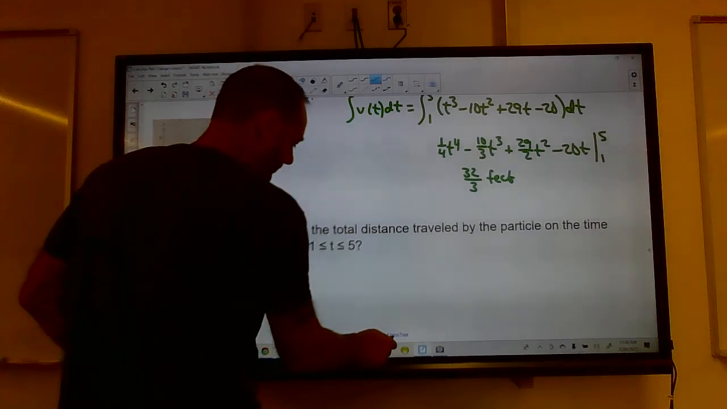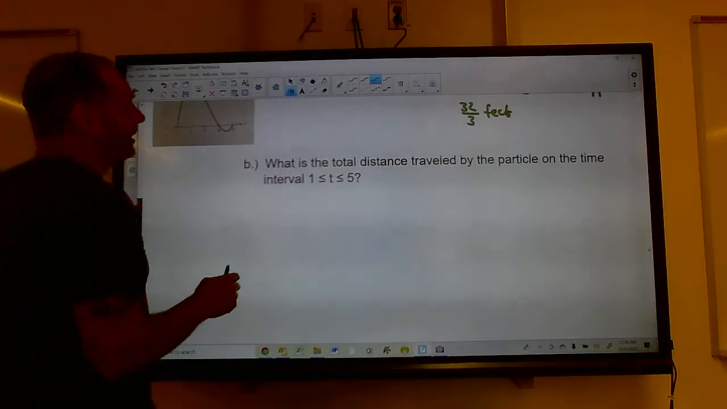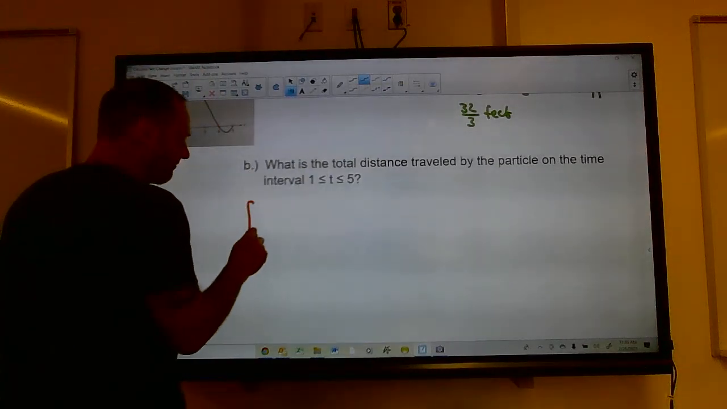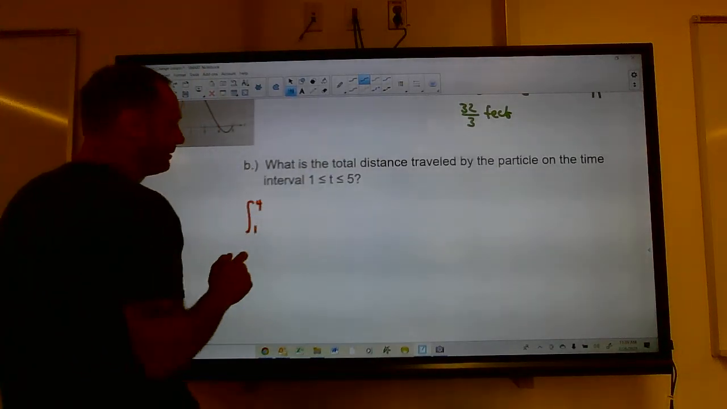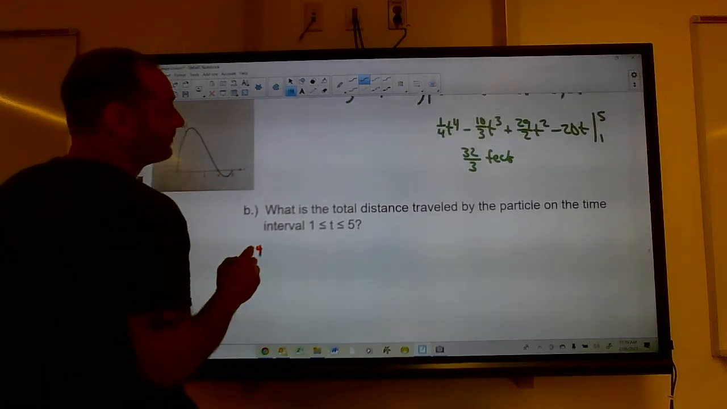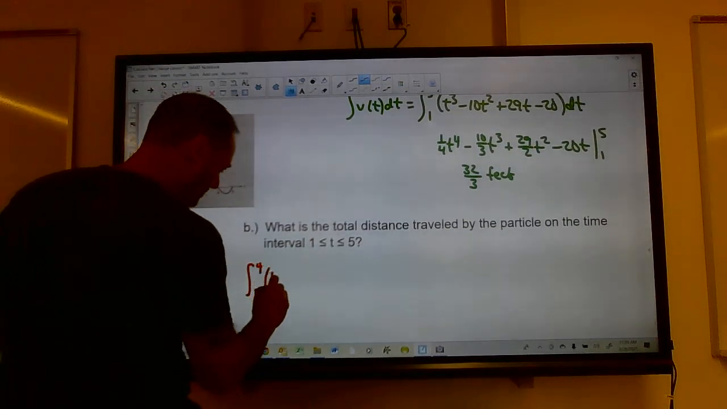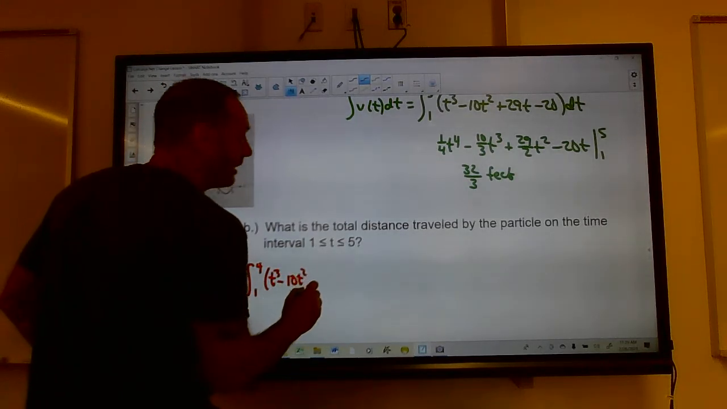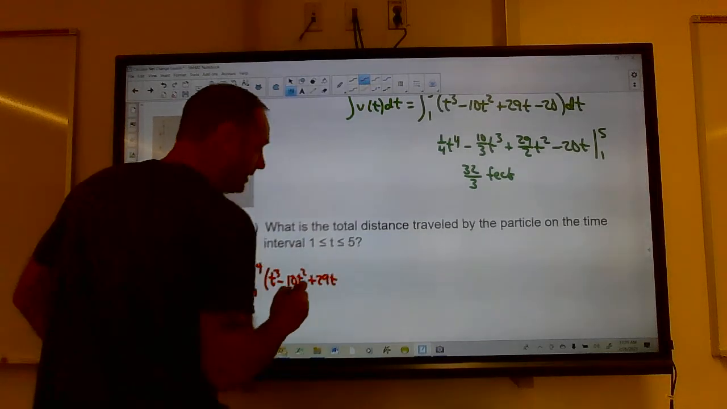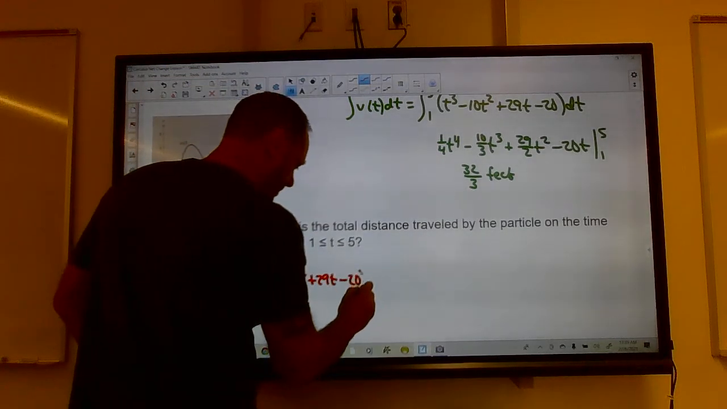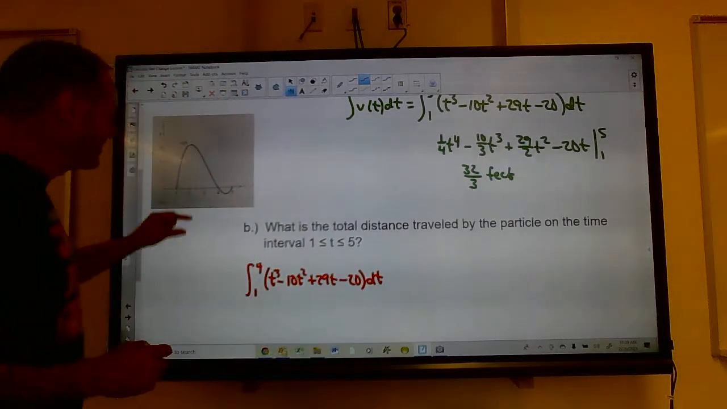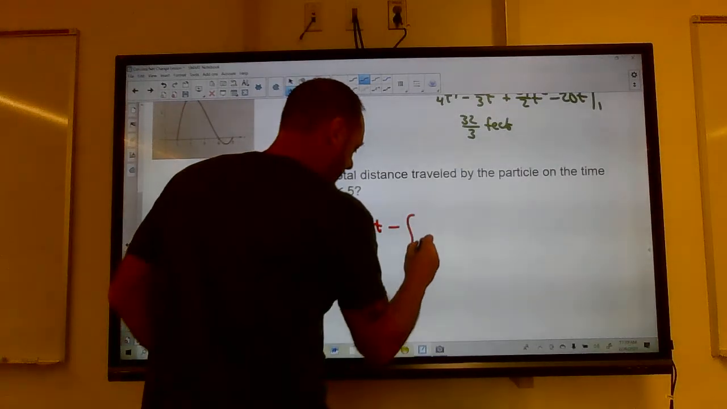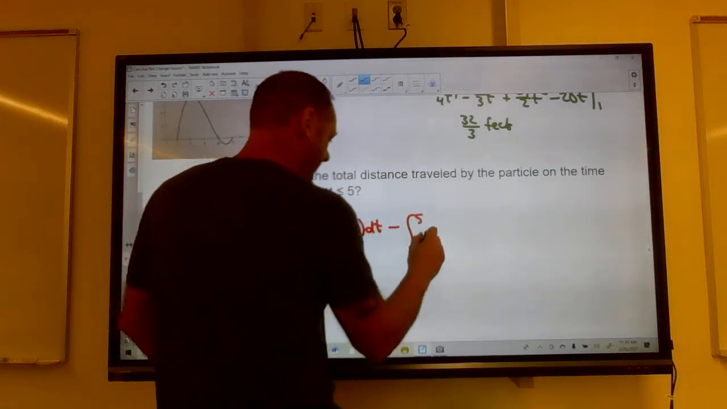So here's what we've got to do. We're going to take the integral from 1 to 4 of t cubed minus 10t squared plus 29t minus 20 dt. And then since this is negative and we need it to be positive, we are going to subtract the integral from 4 to 5 of this same thing.